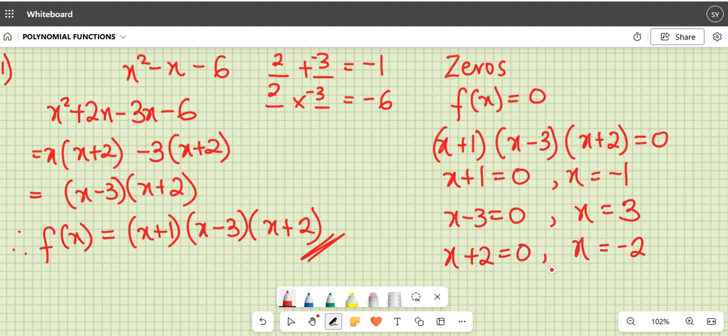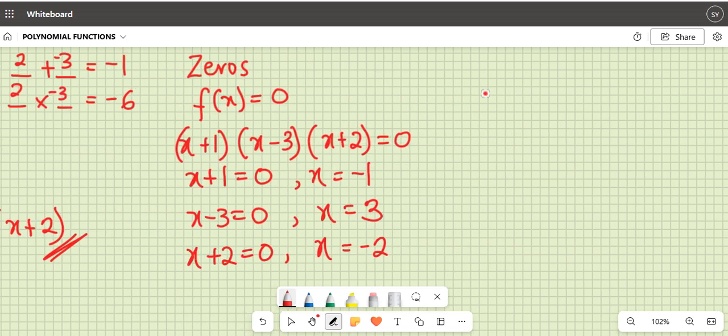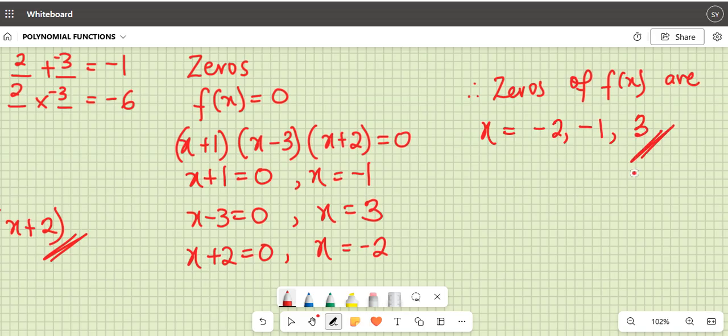Negative 2. So therefore, the zeros of f of x are x equals, let's start from the smallest number, negative 2, negative 1, and 3. Take your time and then solve it. You may try one or two examples of your own.